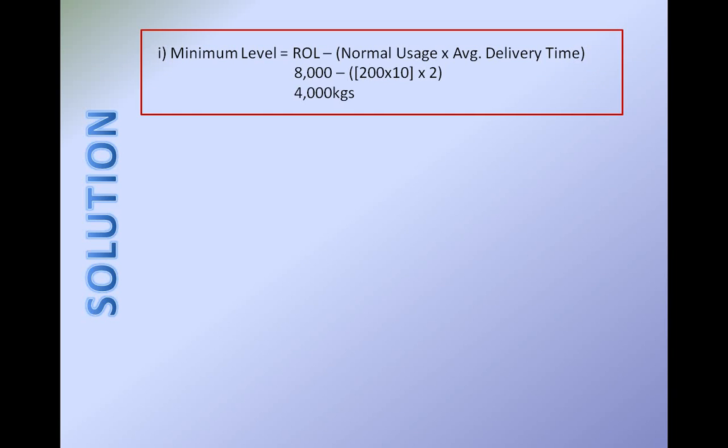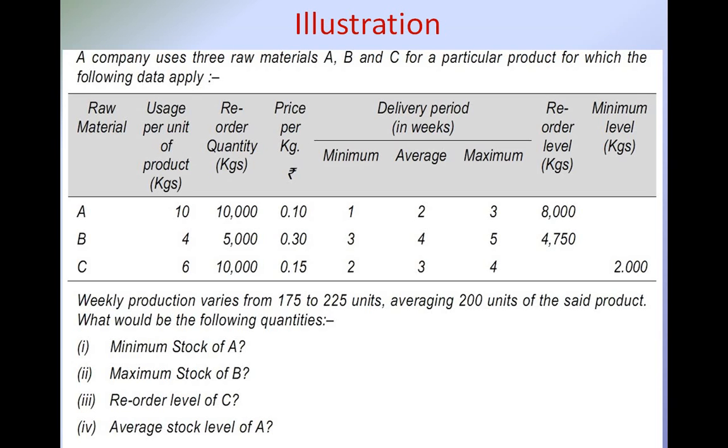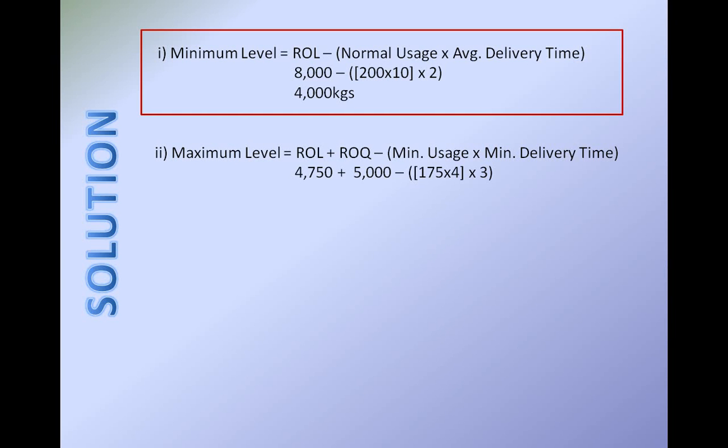The next question asked is the maximum stock of B. If you remember the formula, the maximum level is equal to reorder level plus reorder quantity minus minimum usage into minimum delivery time. We have the reorder level given in the question, that's 4,750. The reorder quantity is given, 5,000. Minimum usage and delivery period are both given, so let's apply them: 4,750 plus 5,000 minus the minimum usage into minimum delivery time. The answer is 7,650 kgs. So just by using the simple formula, we've got the answer.